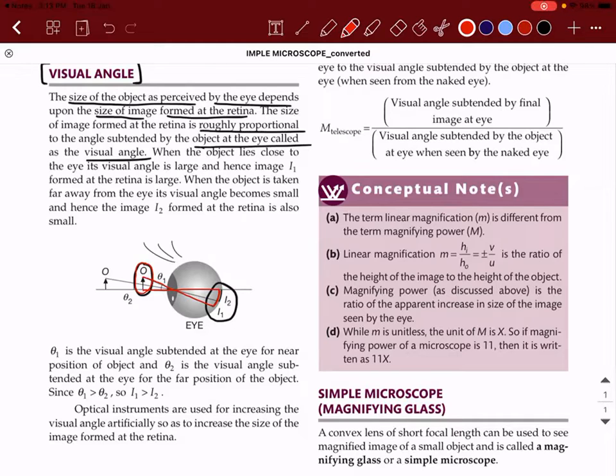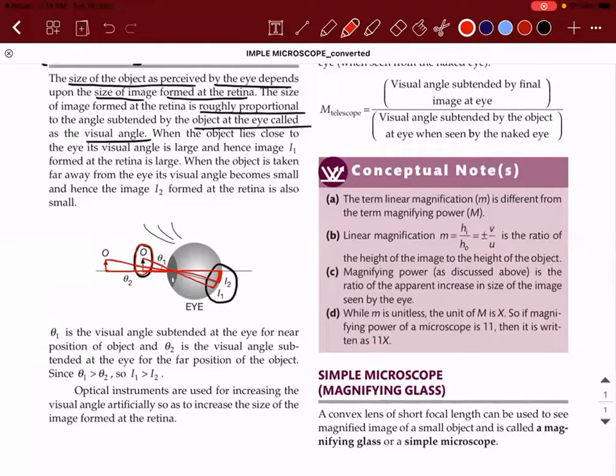Similarly, if I take an object and place it at a far distance, you're able to see that one ray is going and falling at this part, and one more ray is going like this. This is the size of the other image formed on the retina for the other object. So there is an angle involved. Are you able to see some angle that is being subtended? You need to understand this point.